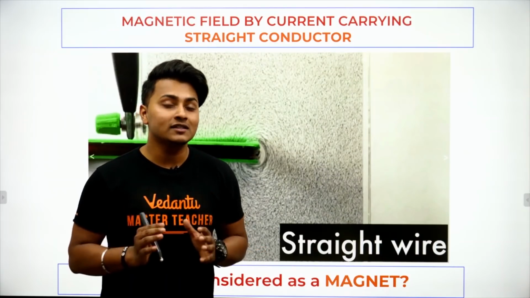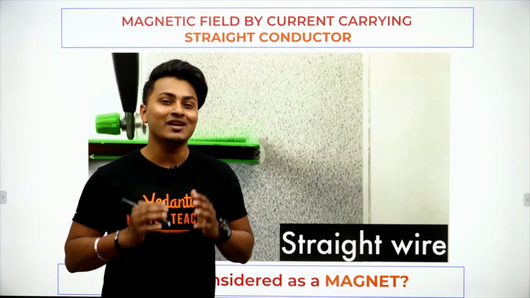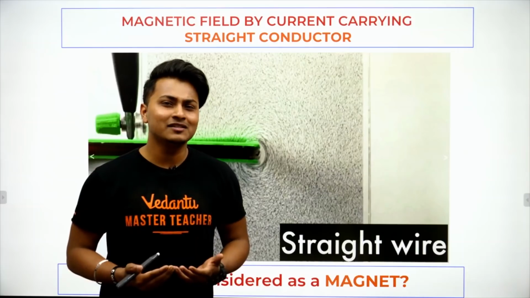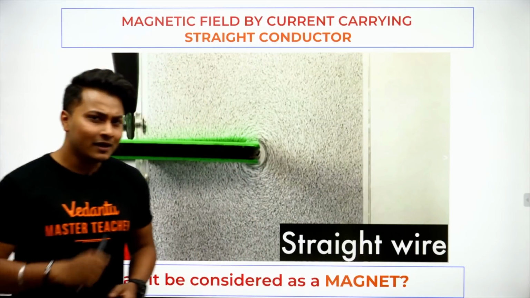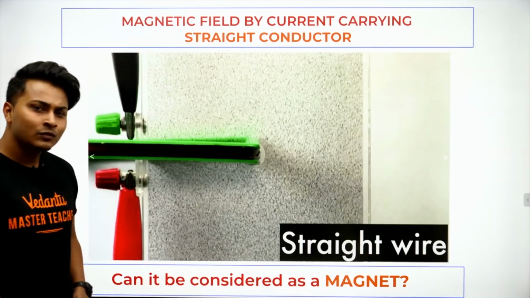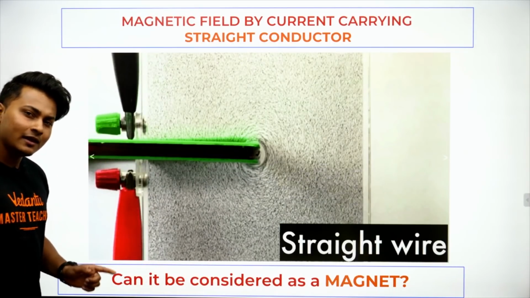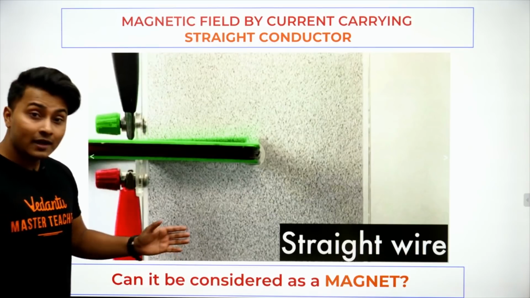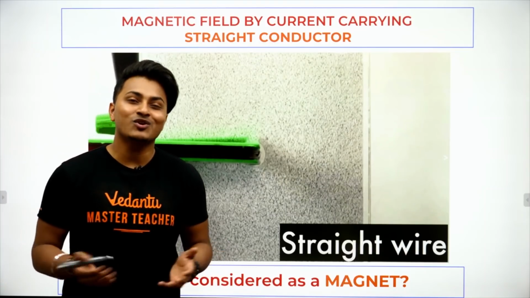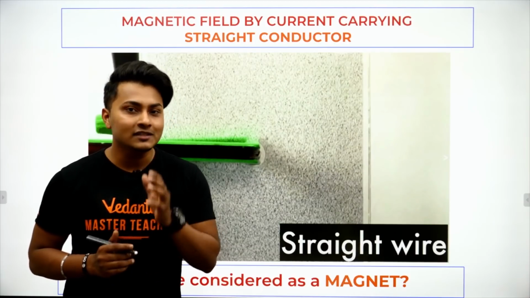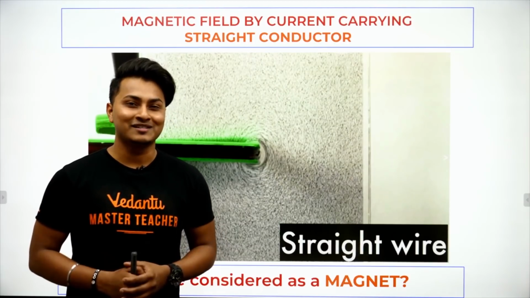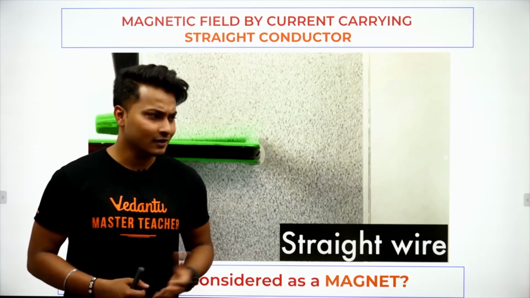Now guys, this concept is very, very important. It comes in almost all the CBSE 10 board examinations, so I believe all of you are going to focus on it. Ultimately, we'll also be able to answer: can this current carrying straight conductor be considered a magnet? Yes or no? It's a very important question which will help you in your CBSE 12th and also in JEE Mains. Okay? Let's move ahead and see what we have got.